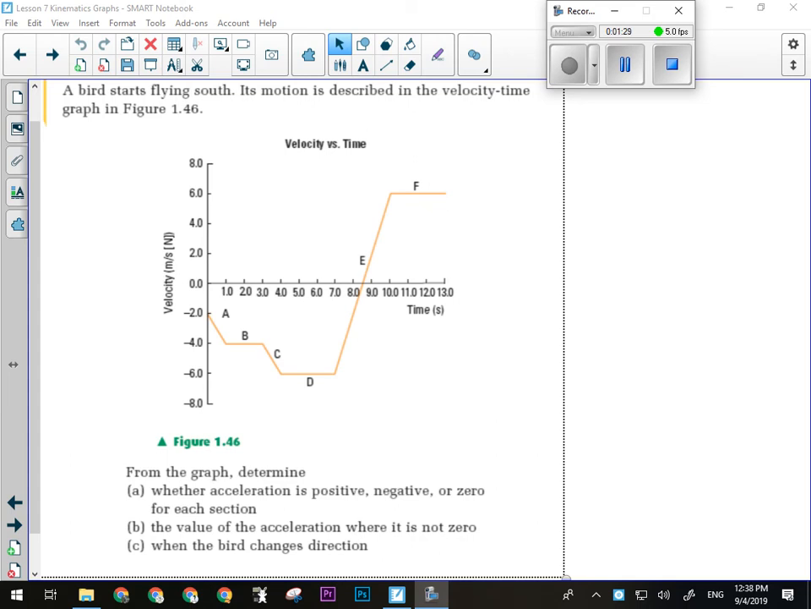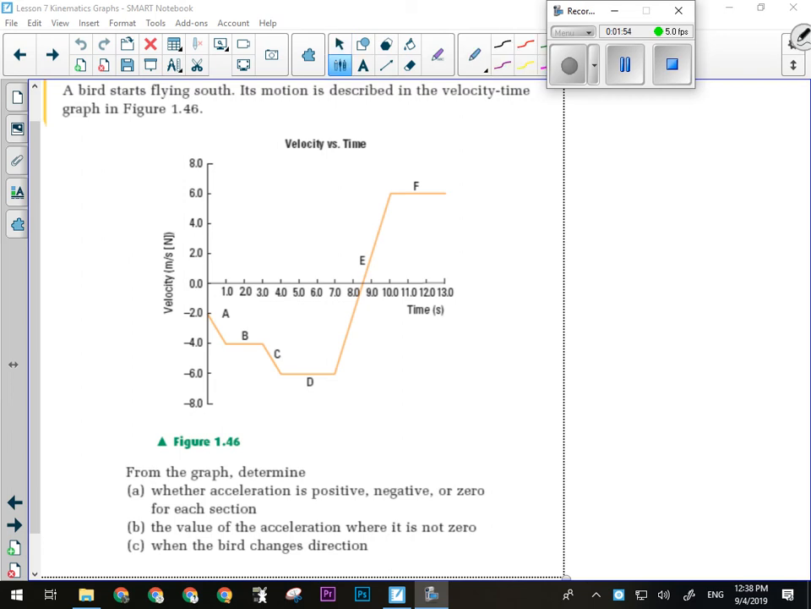What sections of this graph is the acceleration zero on? B, D, and F. Remember, this is a velocity versus time graph. Anywhere where the line is flat, the velocity is unchanged, which means it's not accelerating, because the definition of acceleration is a change in velocity over time. So if it's flat, the velocity is not changing. So B, D, and F are areas where acceleration is zero. All right, so we got that part done.